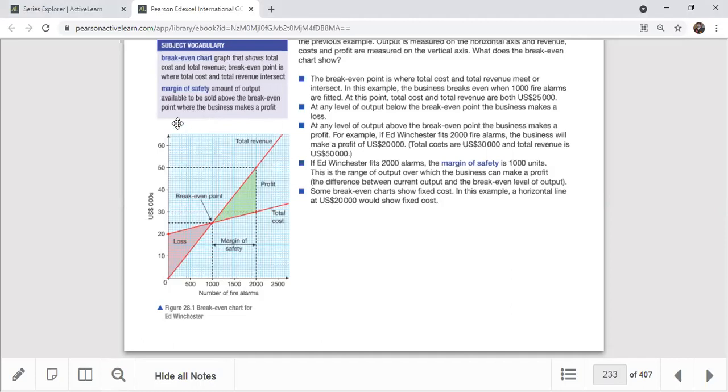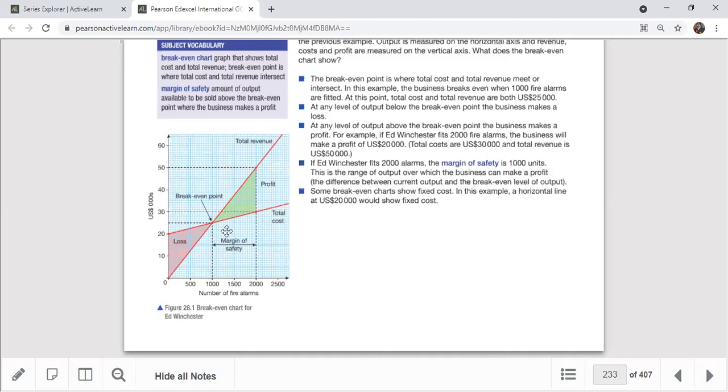Sometimes we can answer definition questions. Okay, define margin of safety. The definition is the amount of output available to be sold above the break-even point, where the business makes a profit. You can say sometimes it is calculated by actual sales minus break-even quantity, right? That's a calculation method.